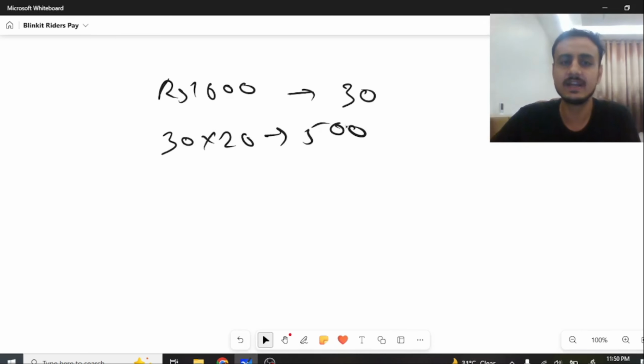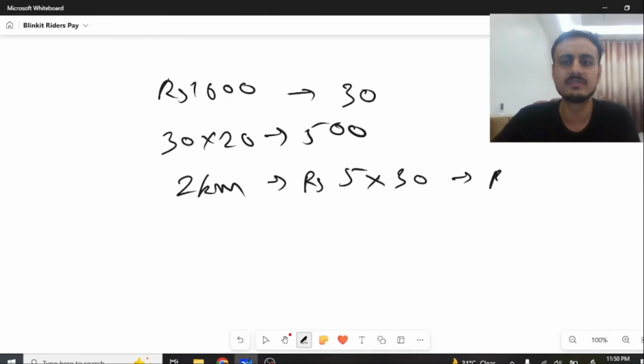Okay. Now we'll take a distance based milestone, considering an average distance of every order to be 2 kilometers. So that means we'll pay rupees 5 per order for that extra 1 to 2 kilometer radius. So that would ideally be 5 into 30, rupees 150.